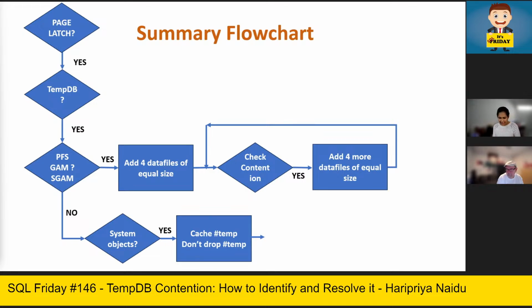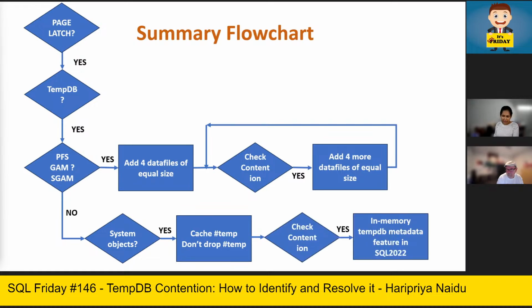But if you still see contention now, what you can do is add that in-memory TempDB metadata feature in 22 version, because in 2019 you have to do thorough testing. There are out-of-memory errors. In 22, it's good. Okay, so these are the things. This is my thought process.